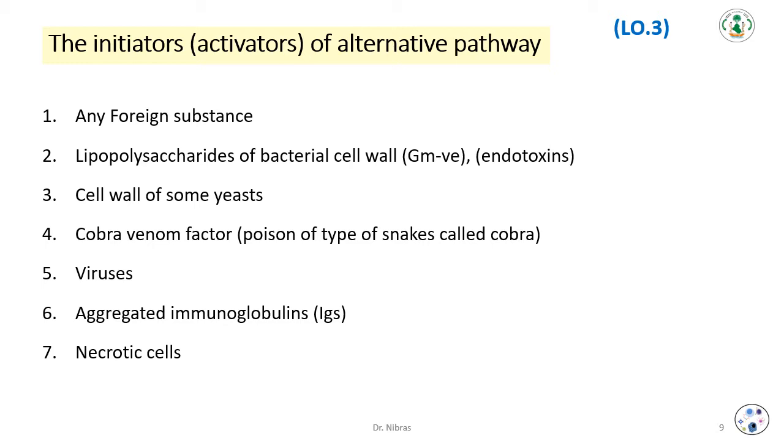Cobra venom factor forms a complex or convertase with complement component factor B and factor D in the alternative pathway. Also, some viruses will activate the alternative pathway, as well as aggregated immunoglobulins and necrotic cells. All these activators activate the alternative pathway.